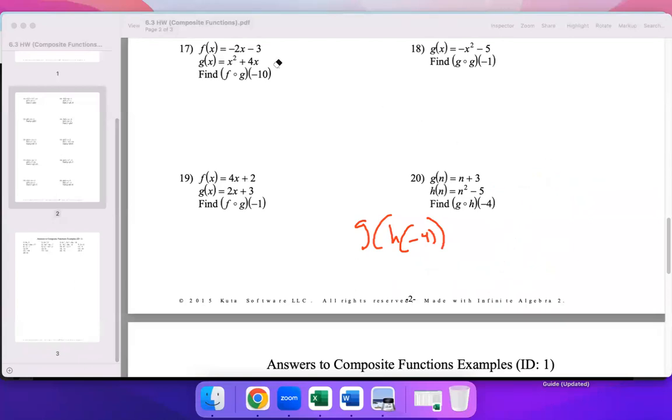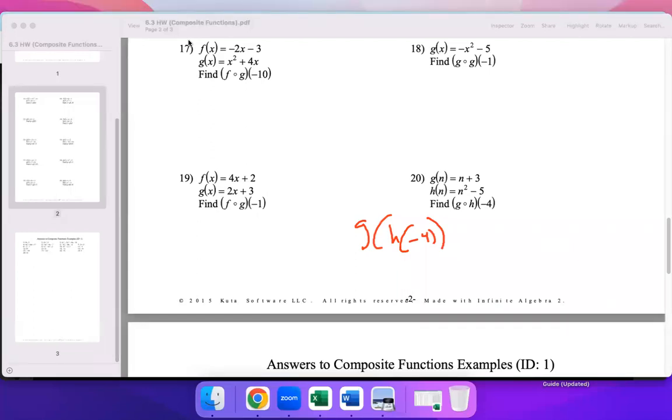No problem. Okay, so here's the deal. I'll do it on the board. To get G of H of -4, you've got to put -4 into H. So that's -4 squared. 16 minus 5 is 11, of course, right? Then you've got to plug 11 into G. 11 plus 3 is 14. That's all.